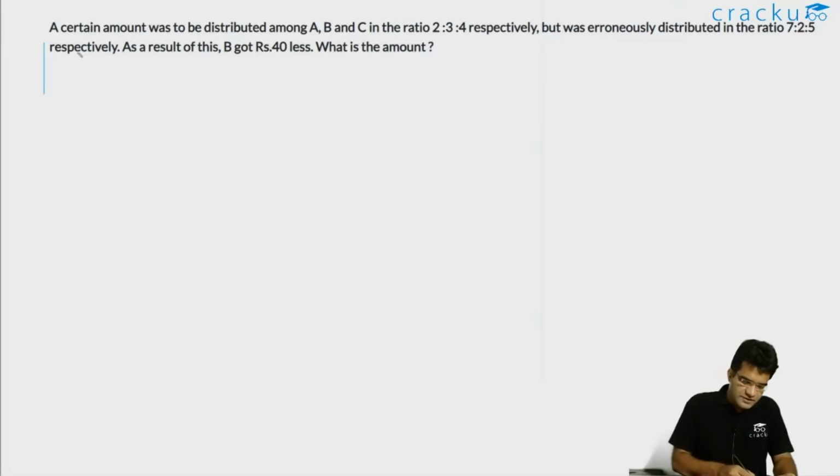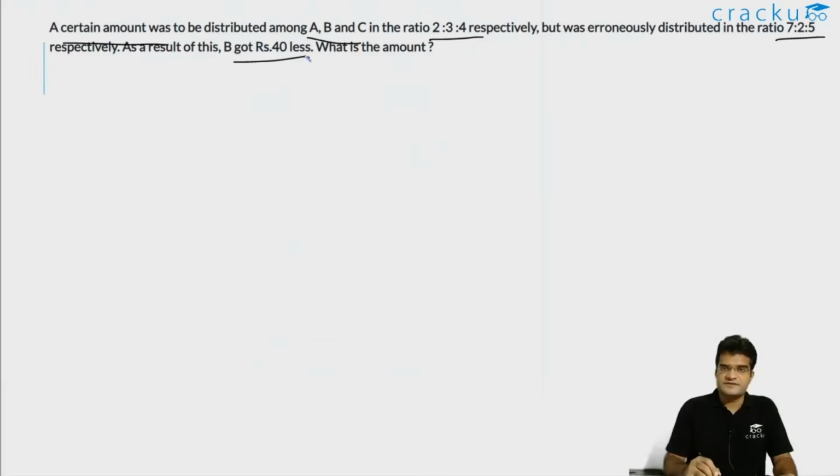In this question, we are told that there is a certain amount that has to be distributed between A, B, and C, and the ratio in which it should be distributed is 2:3:4 respectively. But it was erroneously distributed in the ratio 7:2:5, as a result of which B got ₹40 less, and we are required to find out what exactly is the amount.